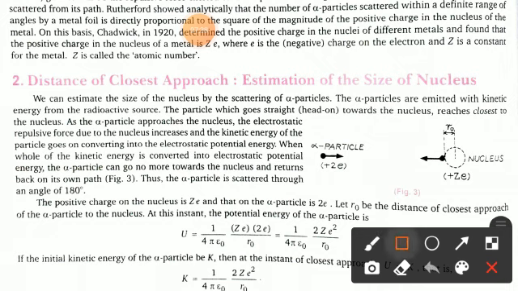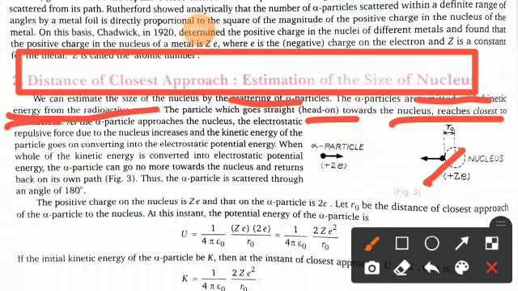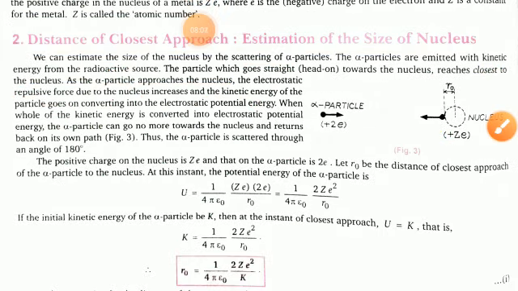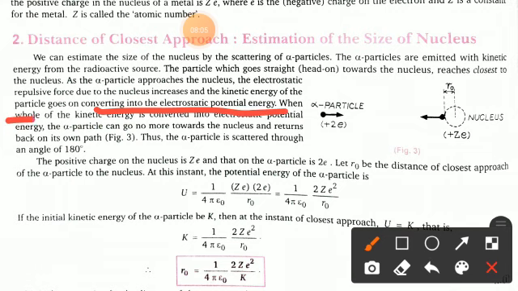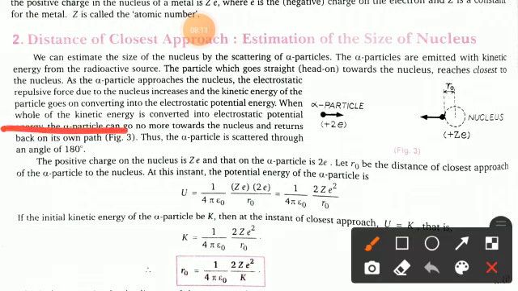Now you can see here the distance of closest approach, the estimation of the size of the nucleus. What is the size of the nucleus? You can see here from this figure. We can estimate the size of the nucleus by the scattering of alpha particles. The alpha particles are emitted with a kinetic energy from radioactive sources. The particle which goes straight head-on towards the nucleus reaches closest to the nucleus. As the alpha particle approaches the nucleus, the electrostatic repulsive force due to the nucleus increases and the kinetic energy of the particle goes on converting into electrostatic potential energy. When the whole of the kinetic energy is converted into electrostatic potential energy, the alpha particle cannot go further towards the nucleus and returns back along its own path. So the alpha particle is scattered through an angle of 180 degrees.